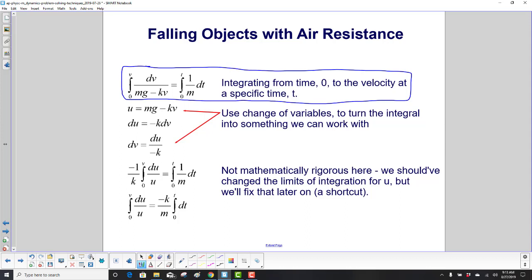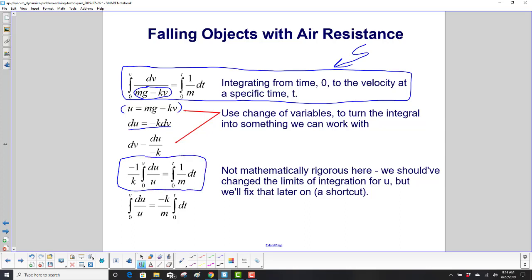We're going to let u equal mg minus kv. That's our denominator term here. Well, if we do that, we also have to change dv. So we take the differential of both sides, and we find du is equal to minus k dv. mg is a constant, so that drops out. So dv is du over minus k. We substitute those values back into this equation here inside the box. We get this.